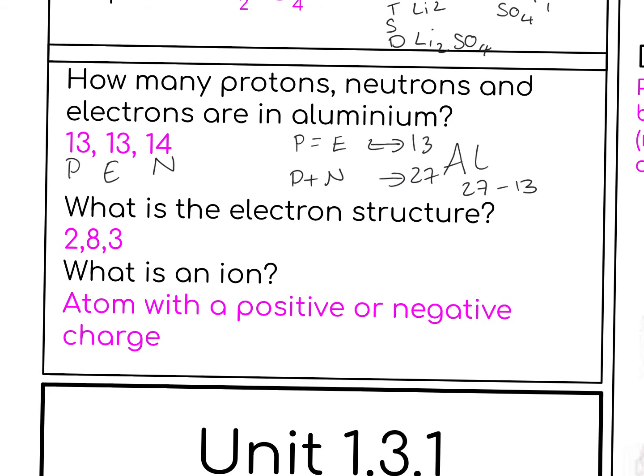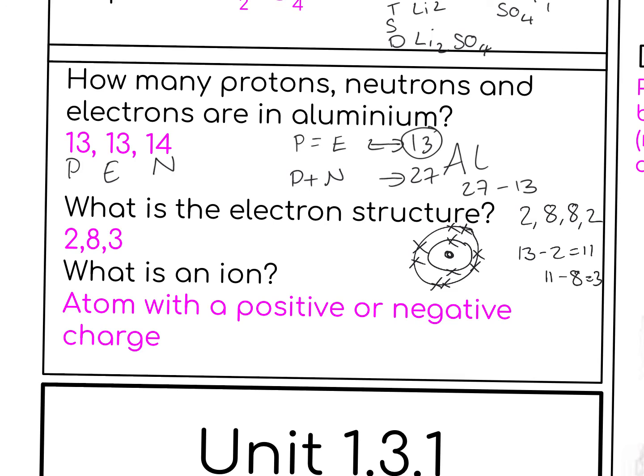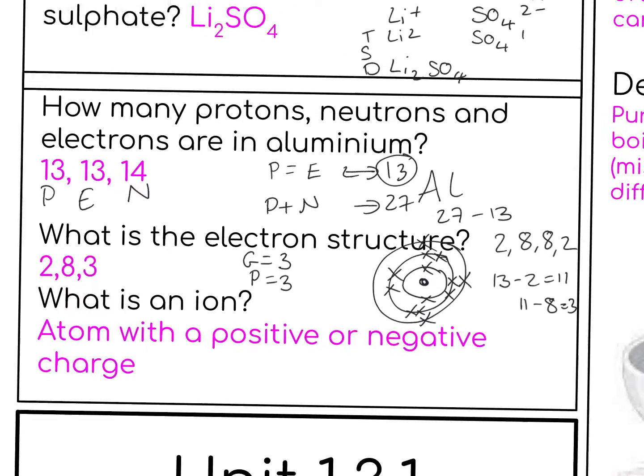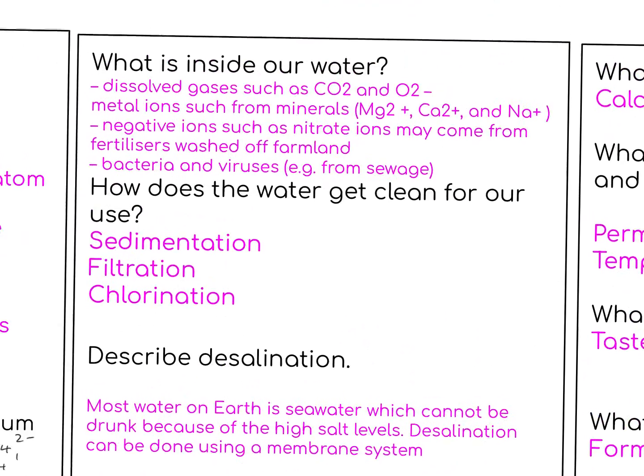What is the electron structure? So remember, electron structure always goes 2, 8, 8, 2. So circle in the middle, we've got 13 electrons in total. 2 will go in the first shell. 13 take away 2 gives you 11. So then 1, 2, 3, 4, 5, 6, 7, 8. So 11 take away 8 gives you 3. 1, 2, 3. That would then be in group 3, because there's 3 in the outer shell, period 3, because there's 3 shells. What is an ion? An atom with a positive or negative charge.